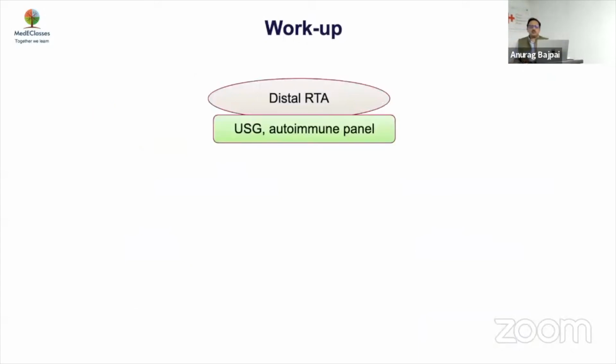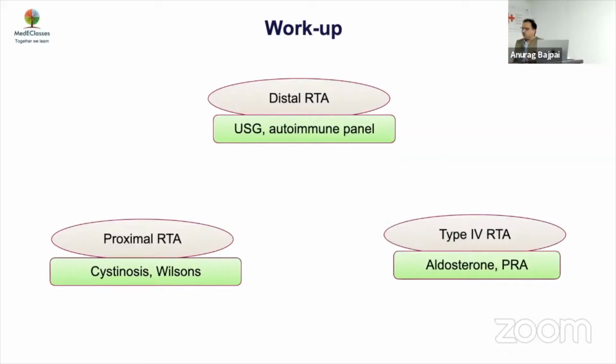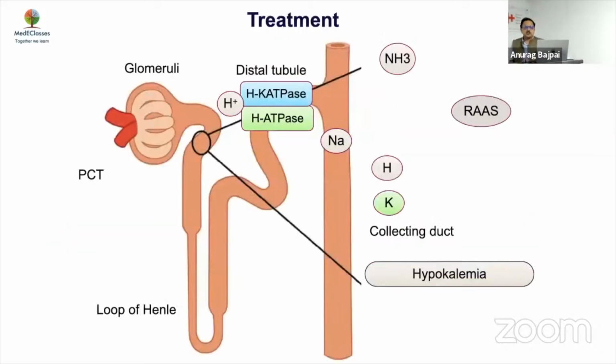So basic workup for distal RTA will include an ultrasound to look for nephrocalcinosis. I think all four of them had some, except for the one who was diagnosed very early. So nephrocalcinosis is very common. Proximal RTA we did not discuss because that's unusual at this point of time. Cystinosis and Wilson's, and for type 4, aldosterone and PRA evaluation is required.